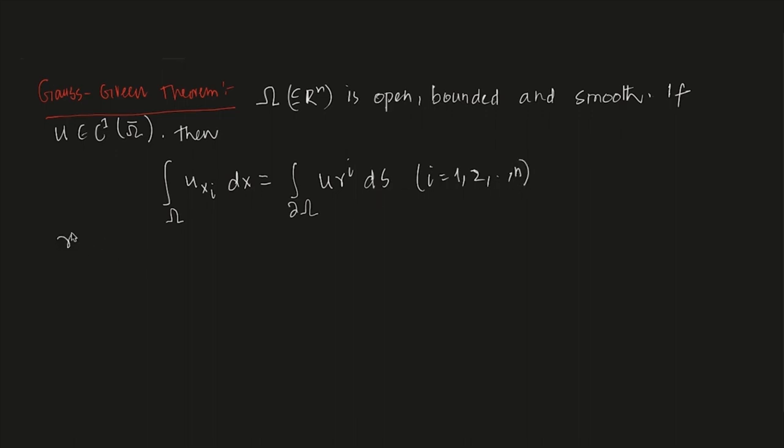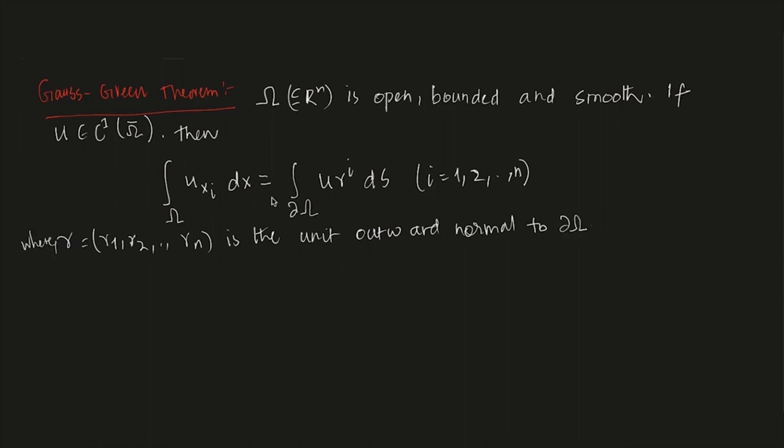What is gamma? Gamma, where gamma is (gamma_1, gamma_2, ..., gamma_n), is the unit outward normal to del omega.